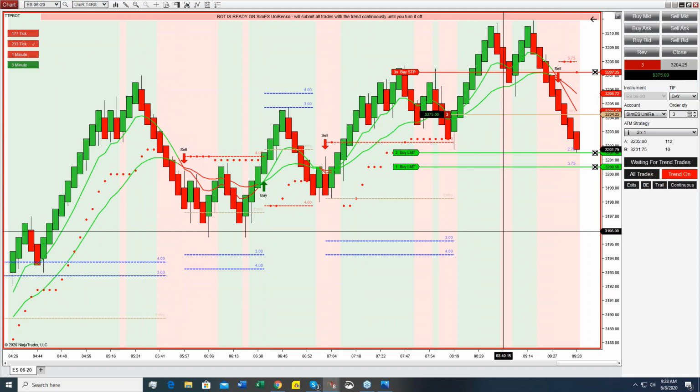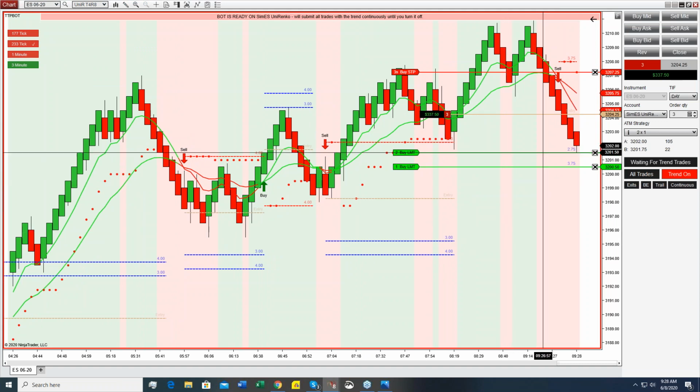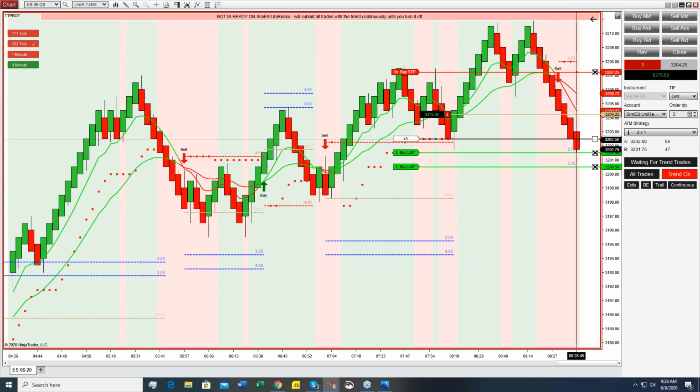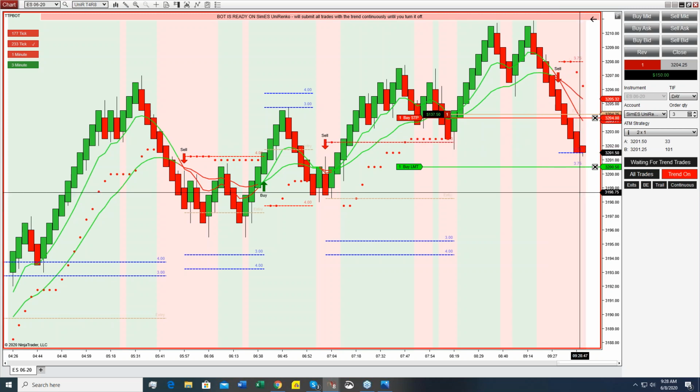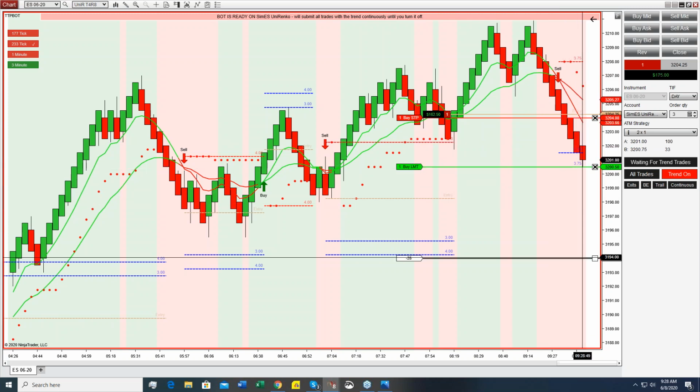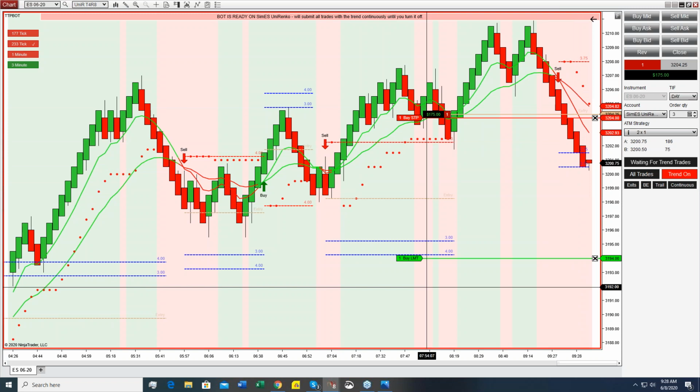On the Unirenko on the ES, hit first target to the tick and didn't fill. This is where I kind of like, a couple minutes before. Target filled. There you go. Target filled. I'll move that out. We're break even plus one.